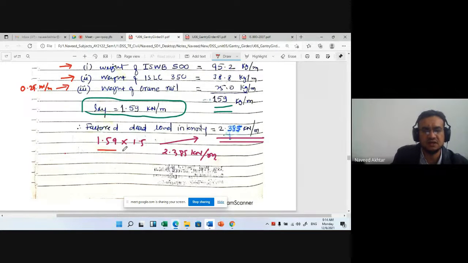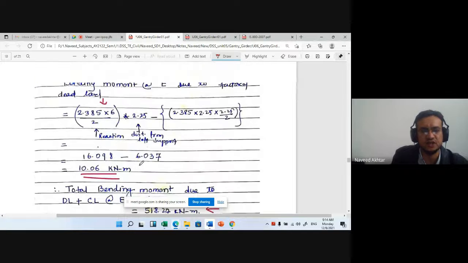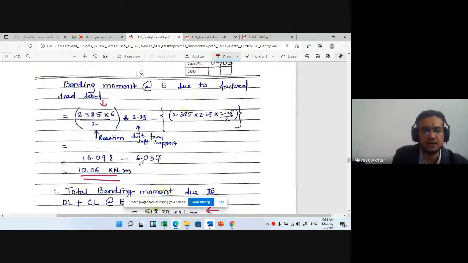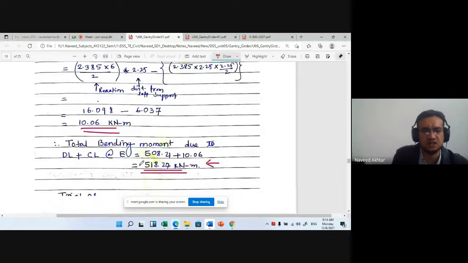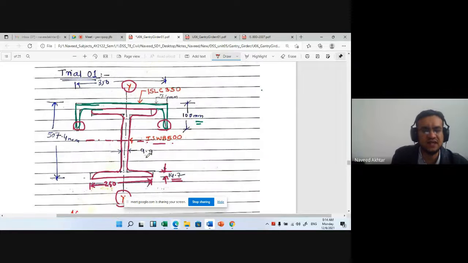Then after factoring, this will be 2.38, and again you have to find out the bending moment at the point A due to the factored dead load, that is the self weight of this assumed member, added with the maximum moment. Okay, so we will get that, and based on that our trial section is assumed as ISWB 500 and ISLC 350.